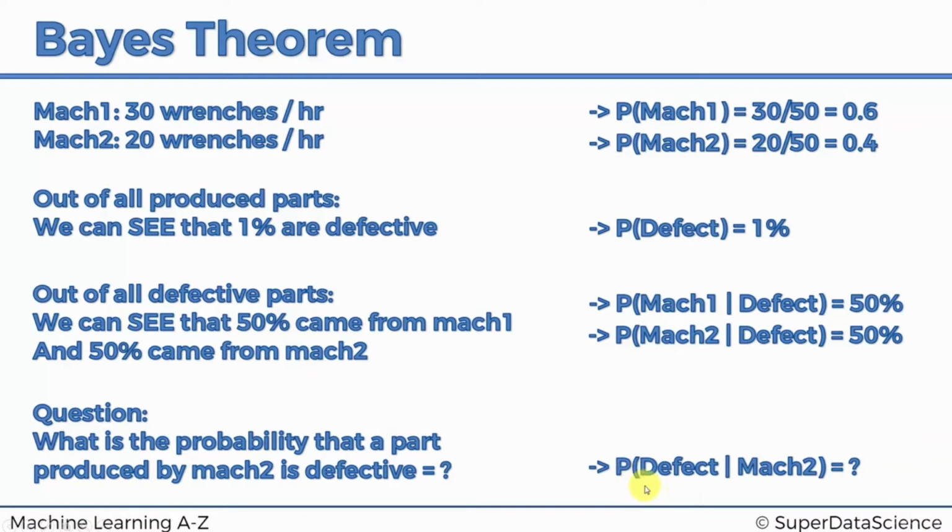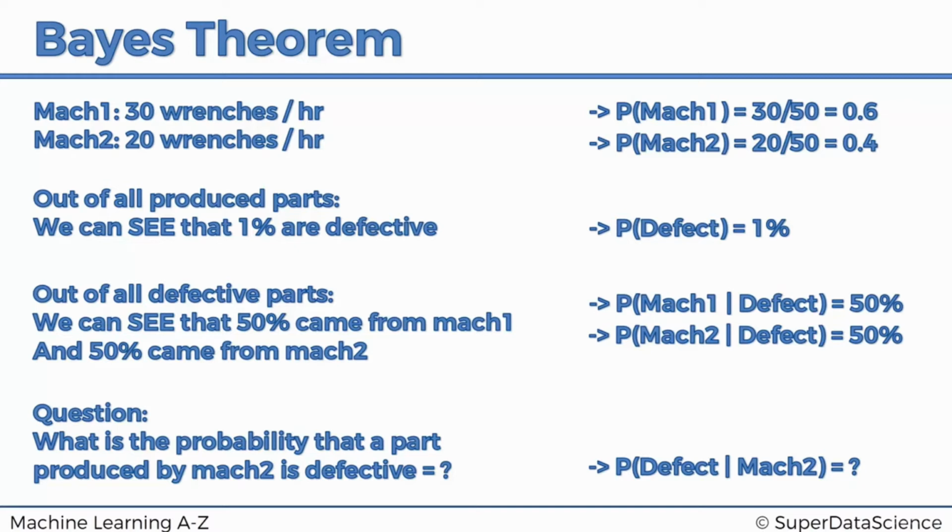It's written this way: probability of a defective part, given that it came from machine 2. If you look at just the probability of a part being defective, it's 1%. But here we're given a condition that it's machine 2. So the way to think of it, you can think of it as parts coming out of machine 2 and you just pick up a random one. What's the probability of it being defective, right?